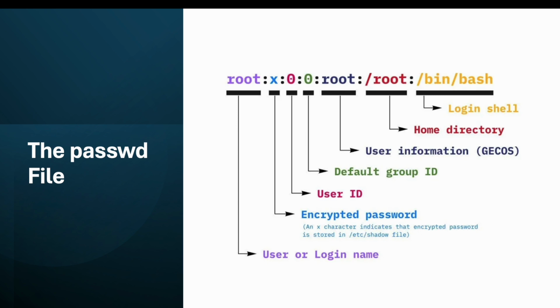/etc/shadow file. Followed by the third column, which is for user ID, and the fourth column is for default group ID. The fifth column stores the comments that you pass while making a user. The sixth column stores the home directory of a user. In our case, it is /root. And the last is the login shell, which is /bin/bash.